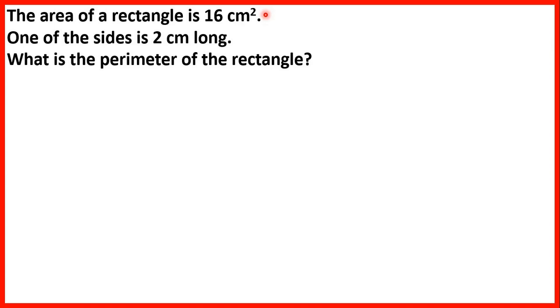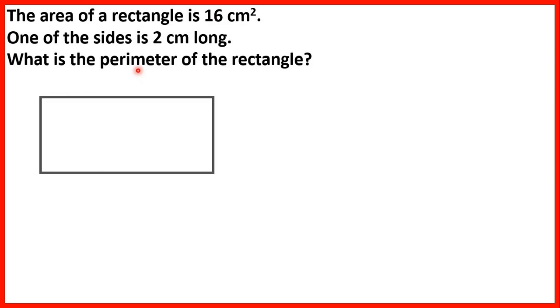The area of a rectangle is 16 centimetres squared. One of the sides is 2 centimetres long. What is the perimeter of the rectangle? So this question mentions both area and perimeter, and it's important that we remember what these words mean. The area of a shape is the amount of space that it takes up, or the amount of stuff that's in it, whereas the perimeter is the distance around the outside of a shape.